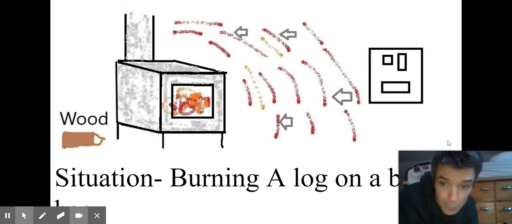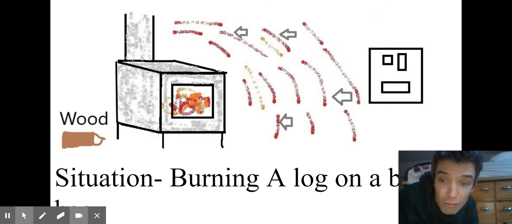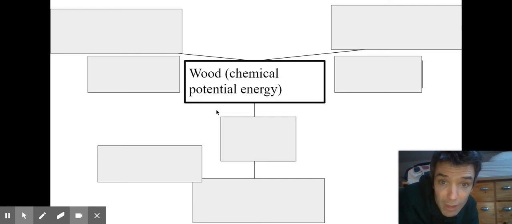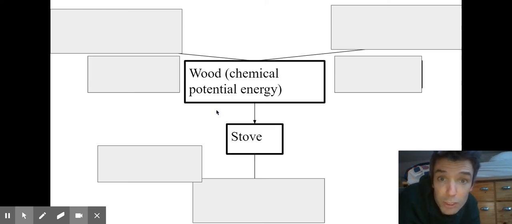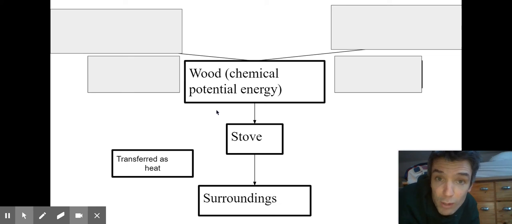Now, let's say we're burning some logs, and the energy is going to start in the wood, and then it's going to go into the room, and it gets transferred into all sorts of different things. It starts as potential energy in the log, chemical energy. You can burn it. Most of its energy goes directly into the stove, and then from the stove into the surroundings. And this all gets transferred because of heat.